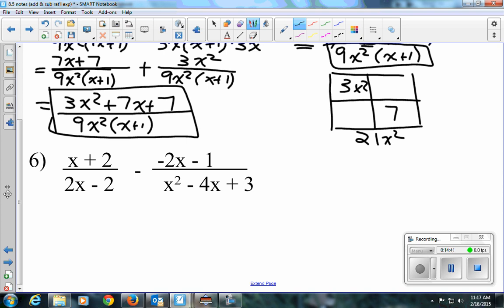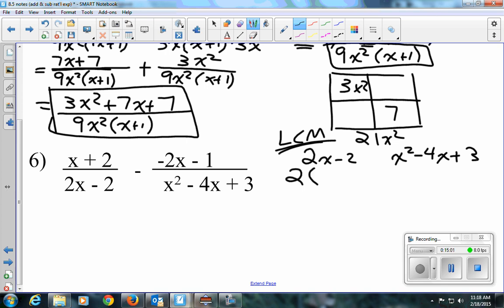I'm going to write 2x minus 2. I'm going to write x squared minus 4x plus 3. Find the least common multiple. Okay? Factor the first one. Common factor of 2. I have 2 times x minus 1. Okay, what do they share? What factor do they share? x minus 1.